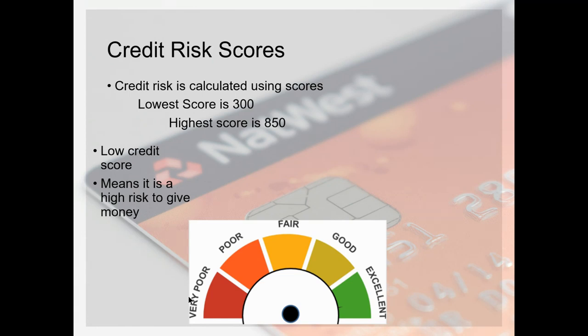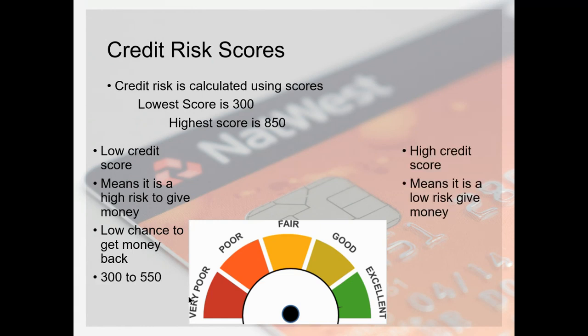So a low credit score means it is a high risk to give somebody some of that money. High risk means it's a low chance to get the money back. Low credit score, low chance of getting the money back. Generally, that is in a 300 to 550 range. So 550 is kind of starting to get into that fair range. But it's still a lower chance of getting money back.